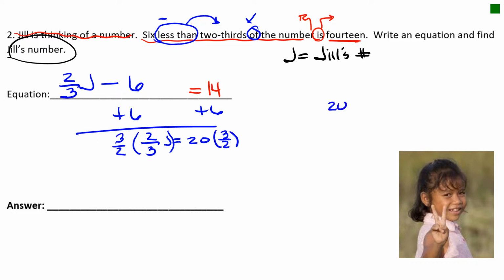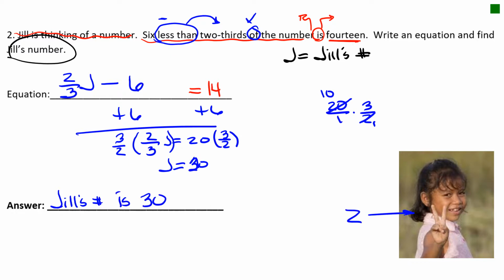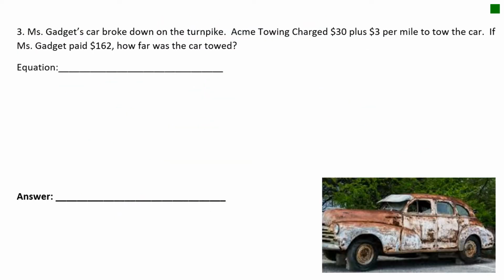Off to the side, I can do 20 over 1 times 3 over 2. 2 goes into 2 once, into 20 10 times. So I get J is equal to 30, because 3 times 10 is 30. So Jill's number is 30. Look over here, I thought it was 2. Nope, peace out. Done with that slide.